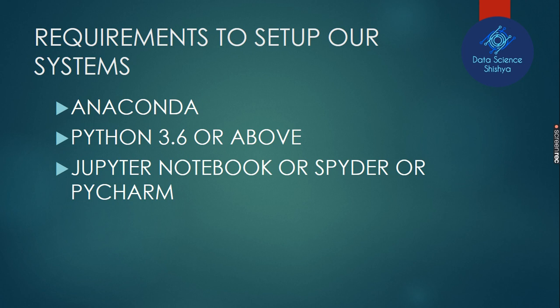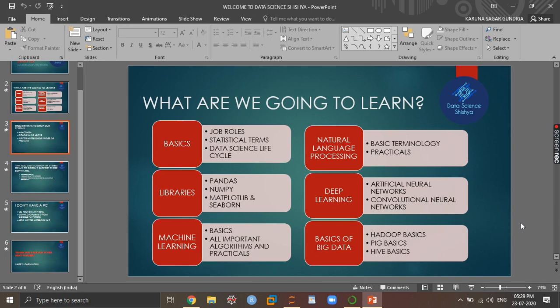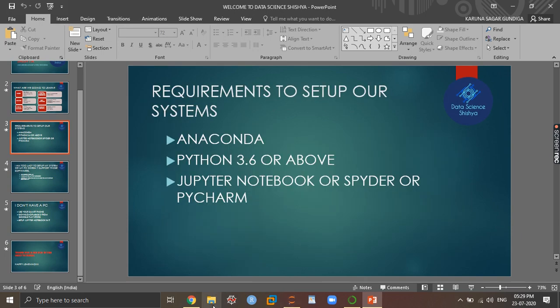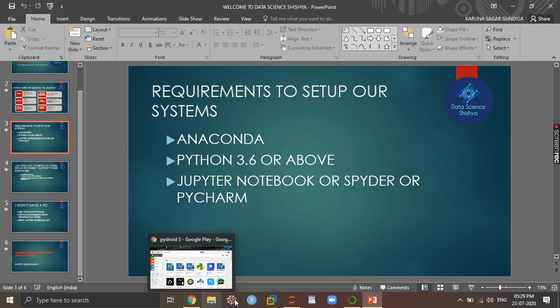And we need to have Python 3.6 or above and Jupyter Notebook or Spyder or PyCharm software tools. Now Jupyter Notebook and Spyder we will get in Anaconda when we install it. PyCharm we have to download and install again. Now for how to install Anaconda, I'll be giving you a link in the description for you to download Anaconda and install it step by step.